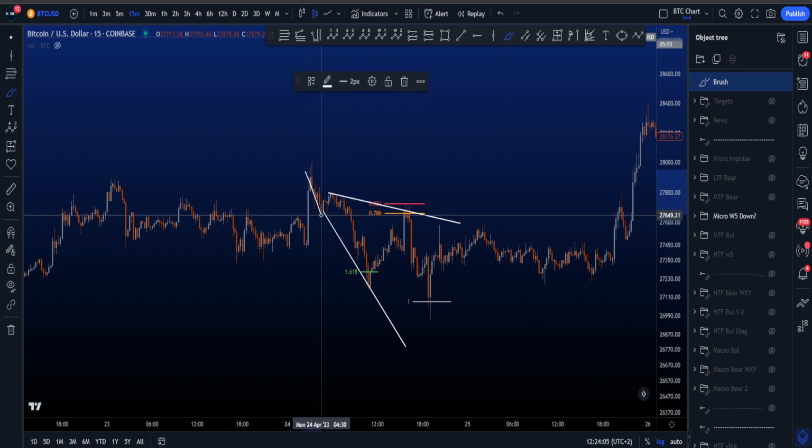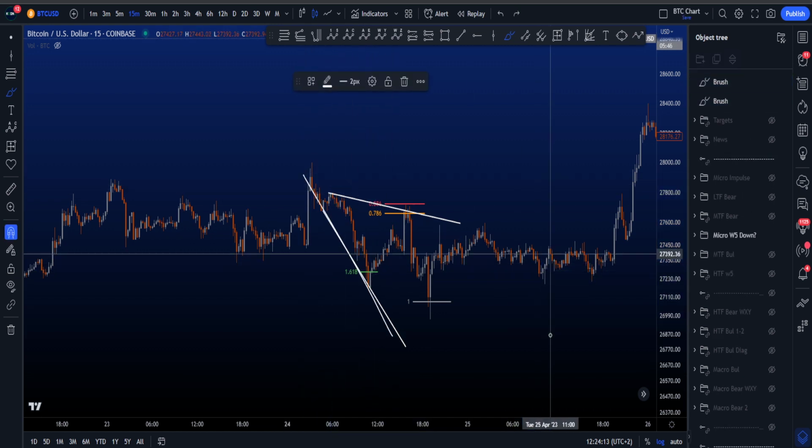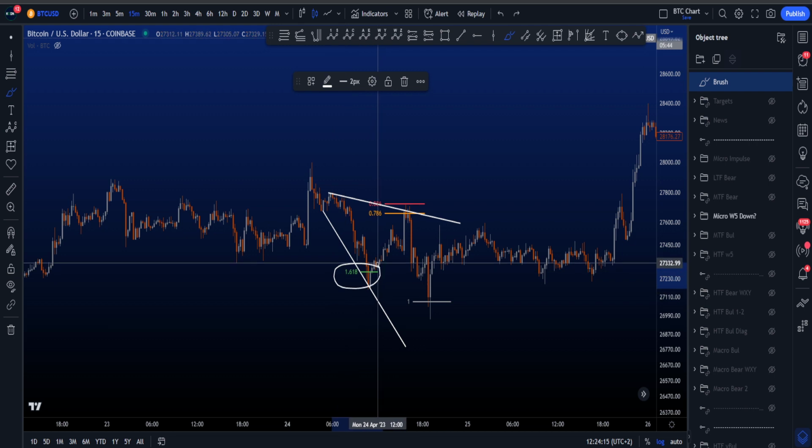So if this is a wave 1, fine. Wave 2, okay, fine. Very, very shallow wave 2. Then we have this as a wave 3. Now usually a wave 3 and an expanding diagonal for a wave 5 is not crossing the 1.618.